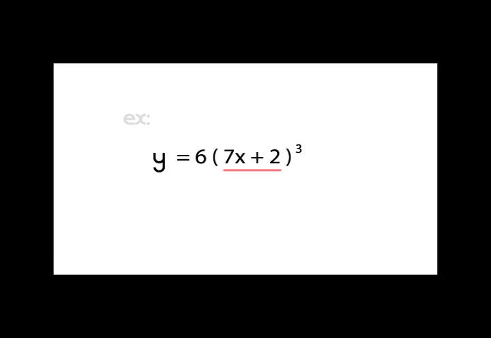The 7x plus 2 is a subfunction of the whole function, so we're going to call that 7x plus 2 the variable u. And the whole function, 6 times (7x plus 2) all to the power of 3, is the whole function. So don't confuse the whole function with the subfunction u. When you rewrite the function including the u, instead of 6 times (7x plus 2) to the power of 3, it's just 6u to the power of 3.